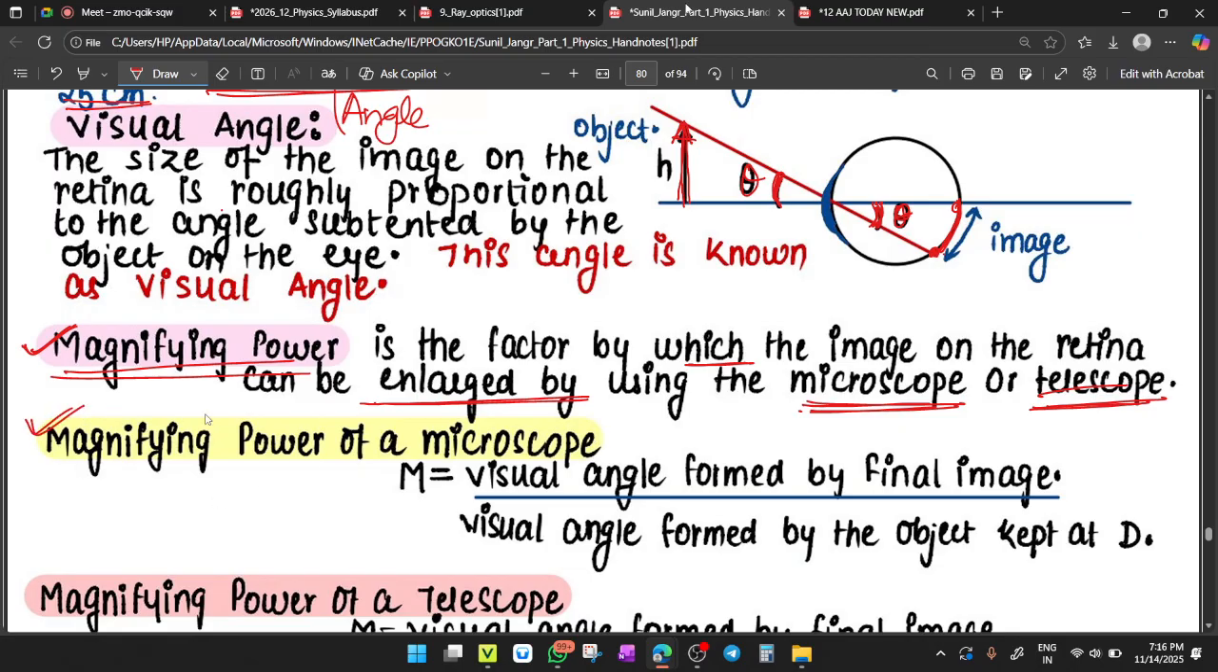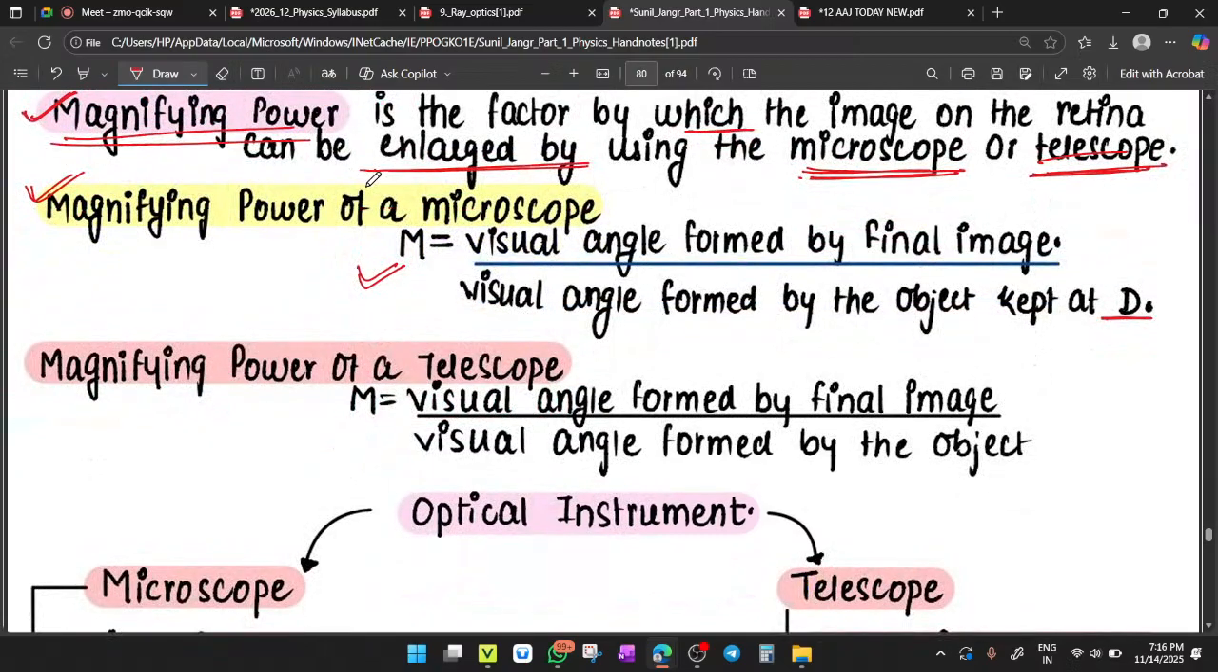The formula for magnifying power, write this formula, very important: M, magnifying power, equals the visual angle formed by the final image divided by the visual angle formed by the object kept at D. Yes, very important. This is the main important formula. Because in a microscope, you have to keep the object at the distance D.